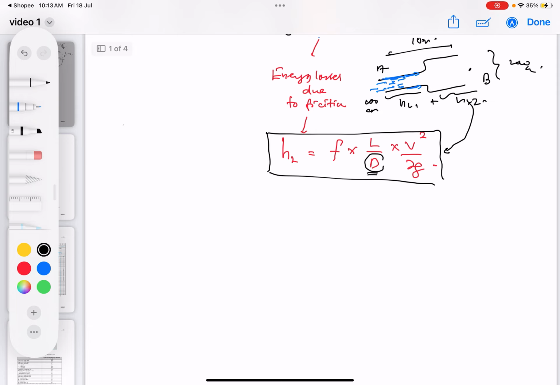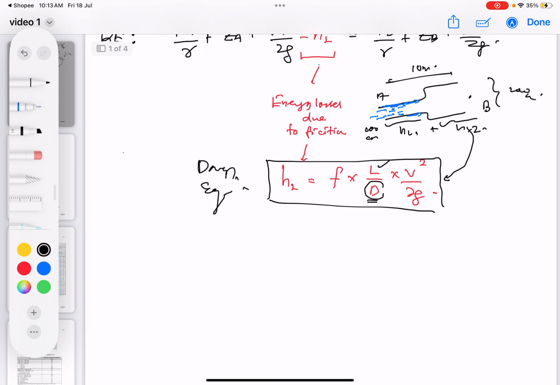By taking a look at the Darcy equation here, all the terms are quite familiar. For example, L is the length of the pipe, let's say from here to here. And then of course 2g is a constant, 9.81, and then we have velocity. Velocity is also straightforward. Sometimes it is given in the form of flow rate, and I know that the flow rate equals A multiplied by V. Therefore, if I want to find the velocity, I have to divide the flow rate by the area. Then I get the velocity.